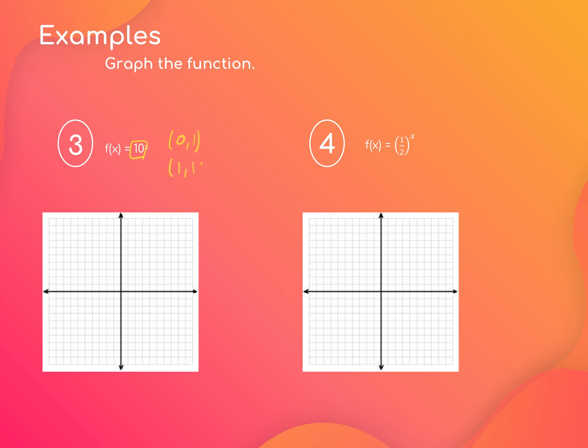In this case, our base is 10, so 1, 10. So I'm going to go ahead and plot these points. I have a 0, 1 right here, and then a 1 comma 10. All right, that's going to end up way up here.